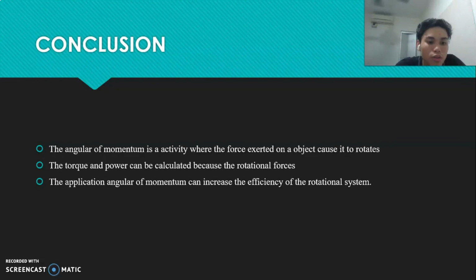For the conclusion part, angular momentum is an activity where force is exerted on an object. The torque and power can be calculated because there is a rotational motion. The application of angular momentum can increase the efficiency of the rotational system, so we can increase the power output. For example, we can increase the power output of the turbine of the windmill, and increase the electricity generated, by increasing the speed of the wind turbine.